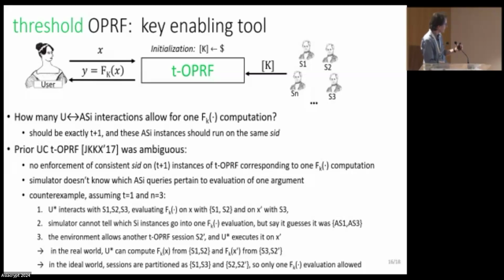And this is a little obscure. So the essential thing was that this functionality didn't, in an ideal world where the user said, I want to perform a T threshold of PRF, she didn't have to specify with whom. So if she had two concurrent sessions where all these guys were involved in, the simulator didn't know which half works for one session and which half works for the other. And this basically makes the ideal and the real diverge.